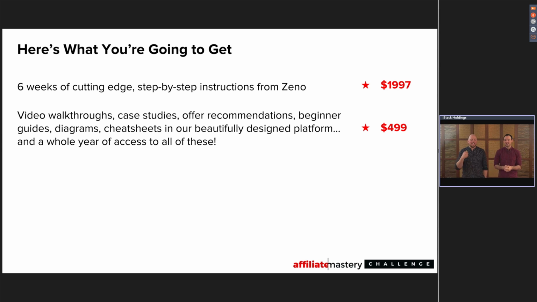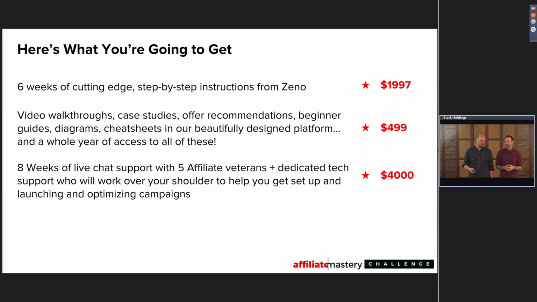You're going to get video walkthroughs. You're getting case studies. You're going to get hand-picked offer selections, offer recommendations from all the best affiliate networks. We produce beginner guides. There's diagrams. There's cheat sheets, and it's all presented in this incredibly beautifully designed platform, the 6-week Affiliate Mastery Challenge platform, and you get access to all of this material and the platform for a full year. And we value that around $500. I'd say you basically need a full year to get full advantage of this in some cases, because we do provide a lot. It's a very foundational curriculum, kind of like a university education in starting affiliate media buying.